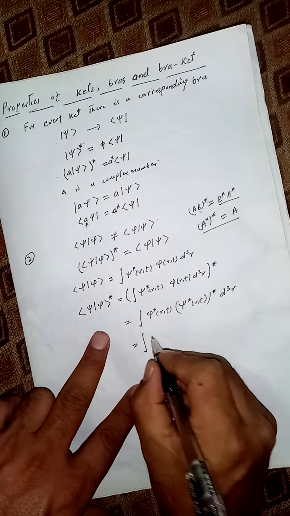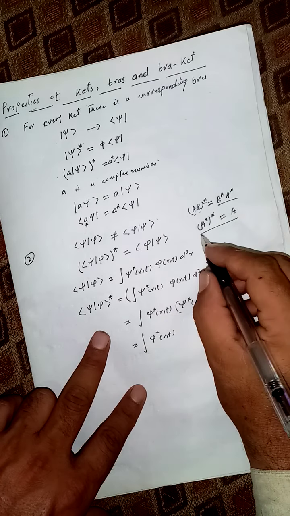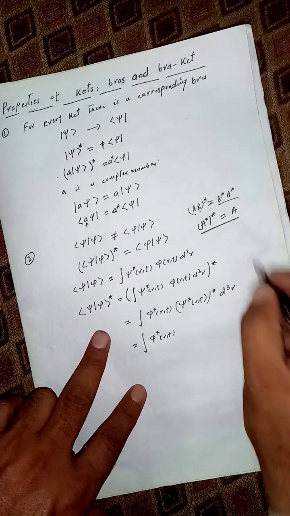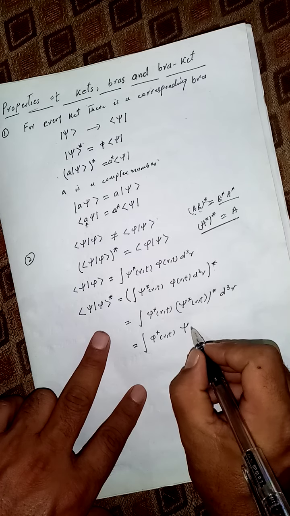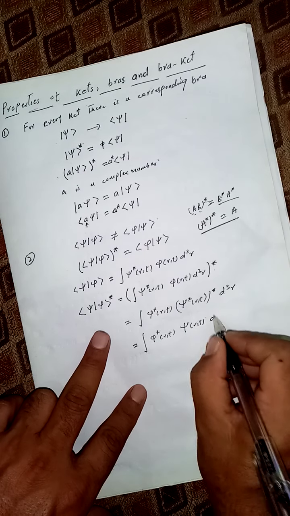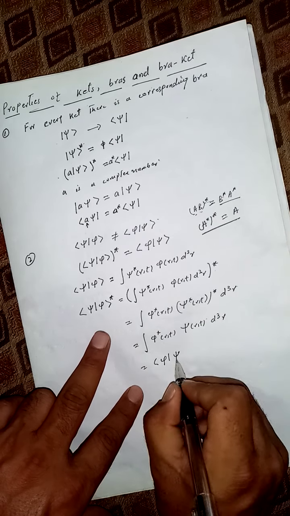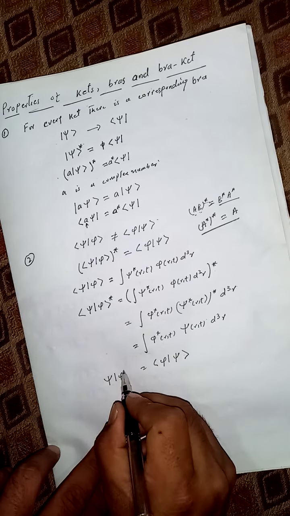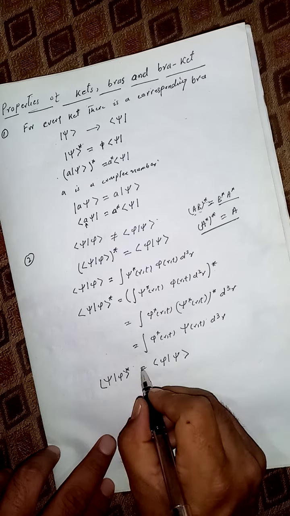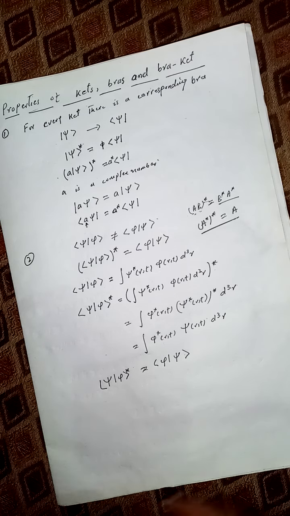Now this is equal to phi star, and then we will apply this property here, the complex conjugate, and again taking the complex conjugate, we will get the same state vector psi of r and t, and then d cube r, and this is equal to the scalar product of phi with psi. So the scalar product of psi with phi, whole complex conjugate, will be equal to the scalar product of phi with psi. This is another property of bra-ket.